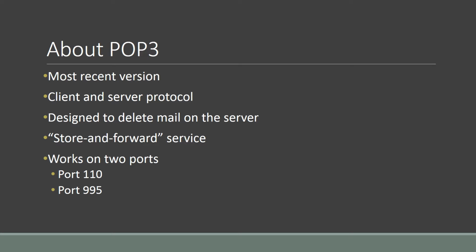POP3 is designed to delete mail on the server as soon as the user has downloaded it. However, some implementations allow users or an administrator to specify that mail be saved for some period of time. POP3 can be thought of as a store and forward service. The ports used are port 110, which is the default for POP3 non-encrypted, and port 995, which is the port you need to use if you want to connect using POP3 securely.